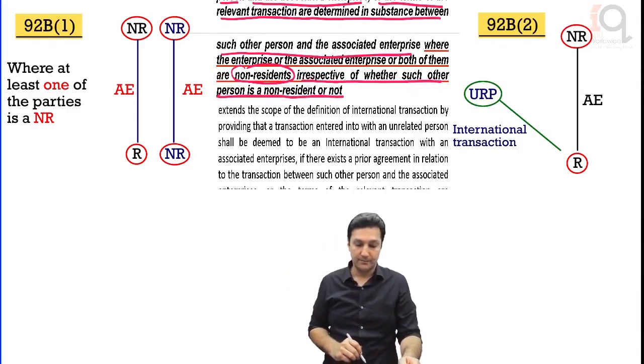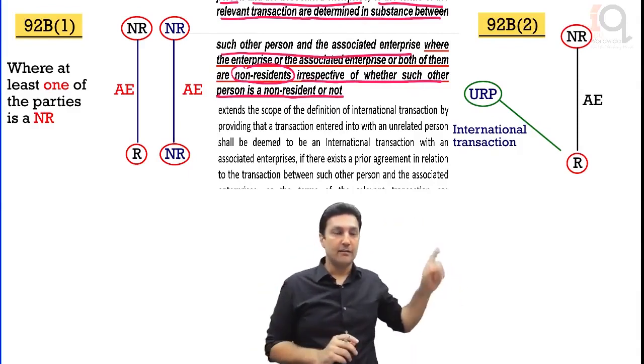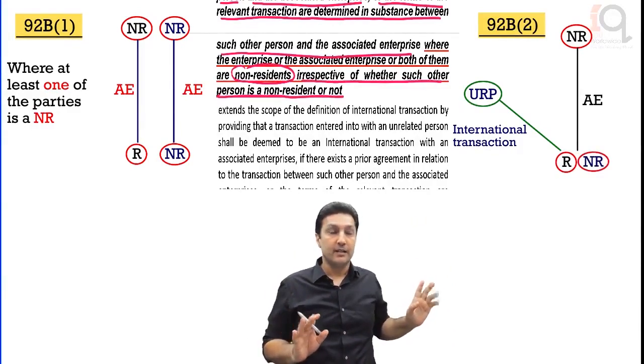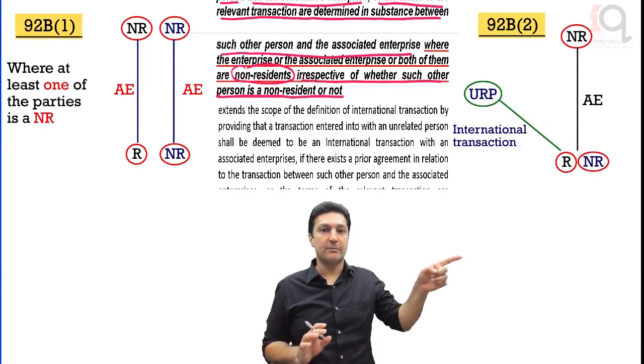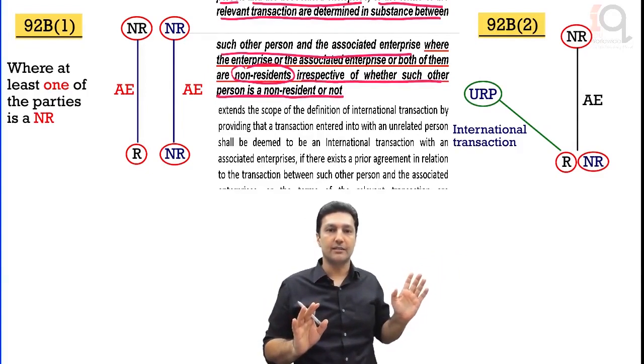So he says there are two associated enterprises. One of them could be a non-resident, both of them could be a non-resident, doesn't matter. The other enterprise is the enterprise with which one associated enterprise is getting into a transaction.